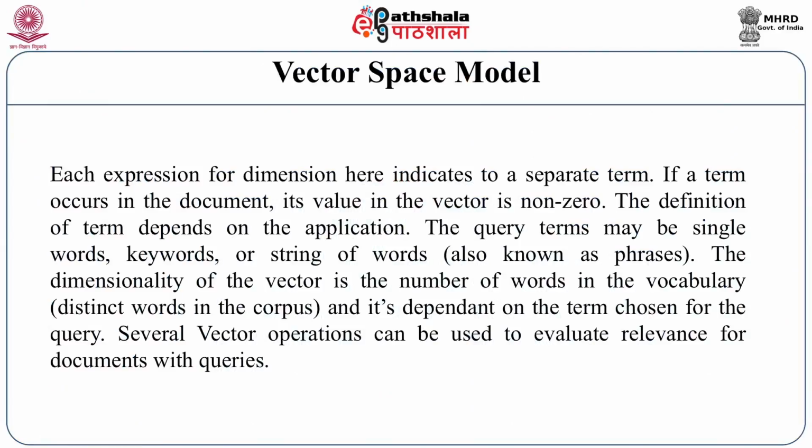Each expression for dimension here indicates a separate term. If a term occurs in the document, its value in the vector is non-zero. The definition of term depends on the application. The query terms may be single words, keywords, or a string of words, also known as a phrase. The dimensionality of the vector is the number of words in the vocabulary, that is, the distinct words in the corpus, and it is dependent on the term chosen by the query.